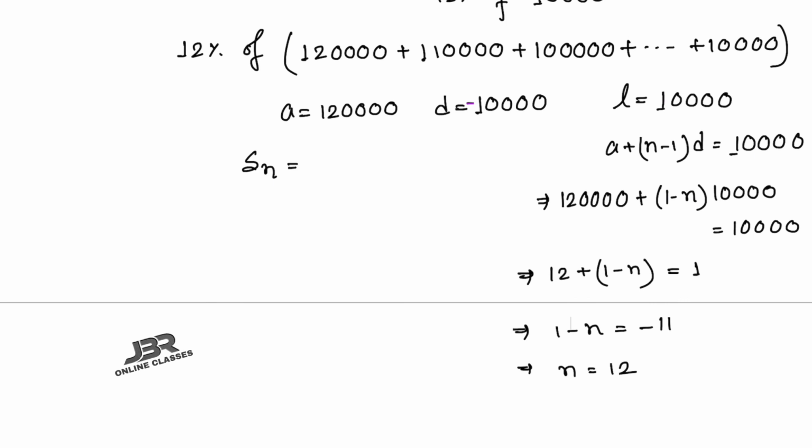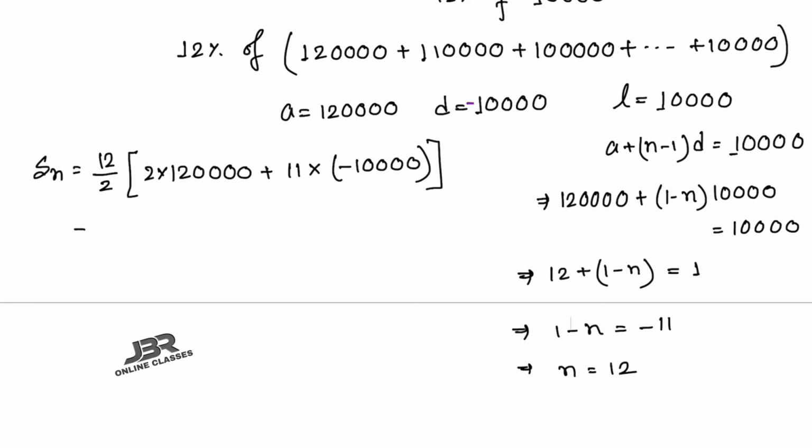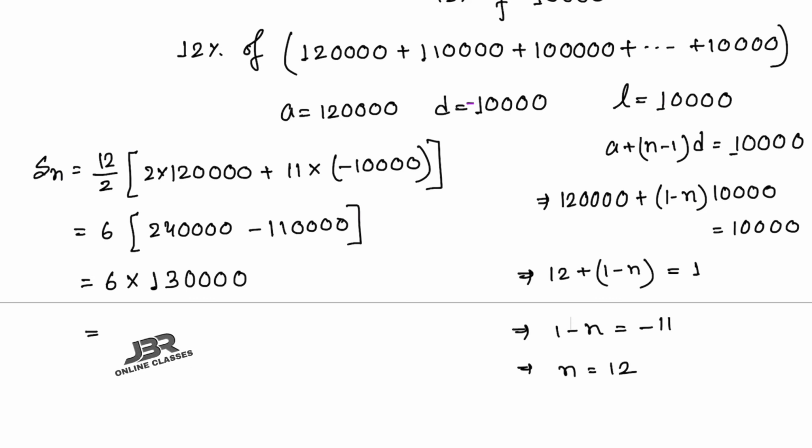As here N equal to 12, now you can easily find out the value of Sn. So here Sn equal to 12 by 2, then here 2 into 1 lakh 20,000, okay, 1 lakh 20,000 plus here N minus 1, that means 11 into D. D means here 10,000 minus. Remember that. Don't forget about. So it's 6, here it's 24, minus 11, and so on. Okay, so that means here 6 into, here it's 3 and it's 1, and so on. So that was the amount.